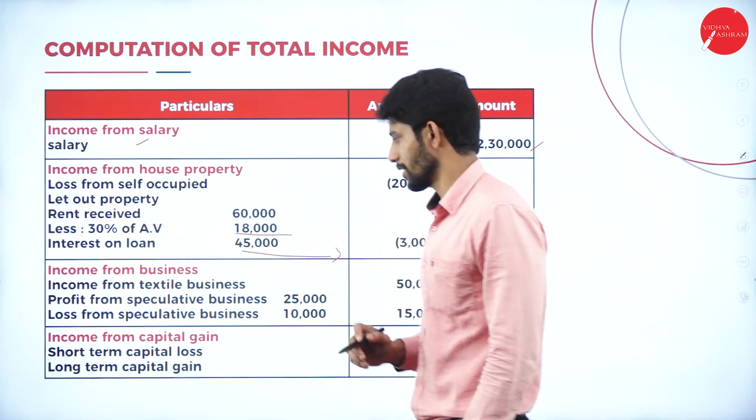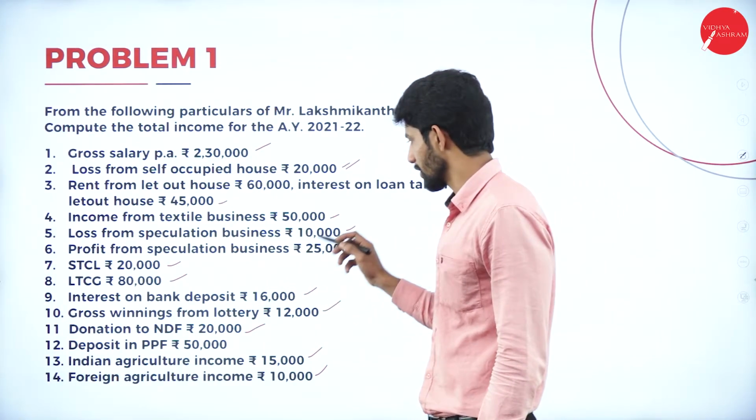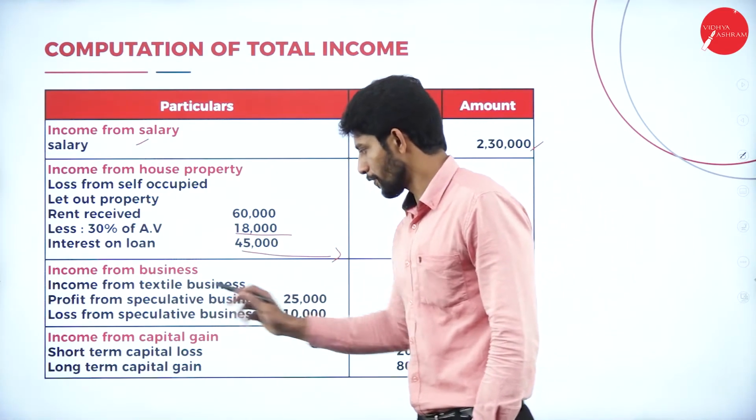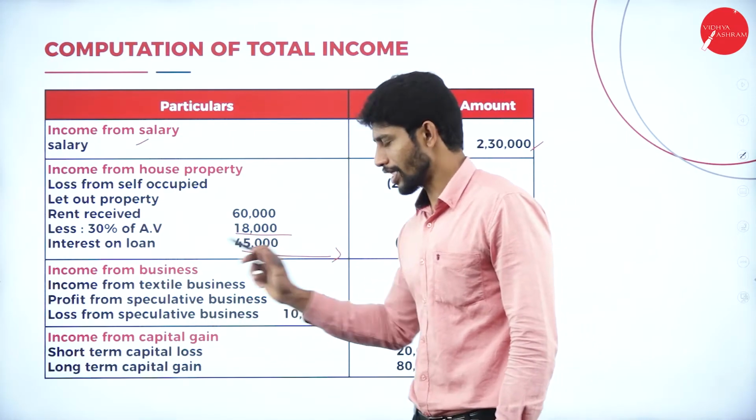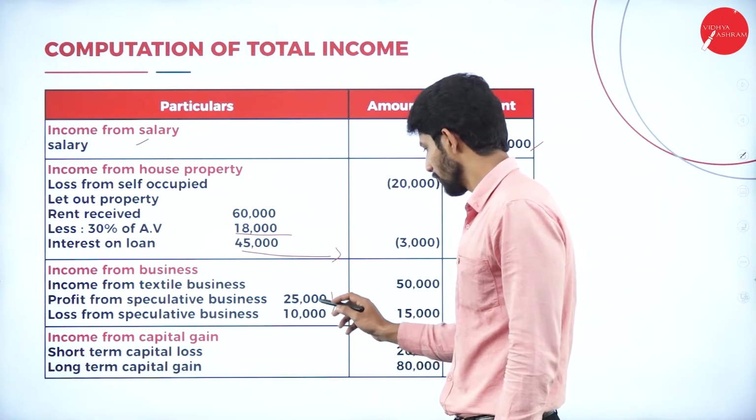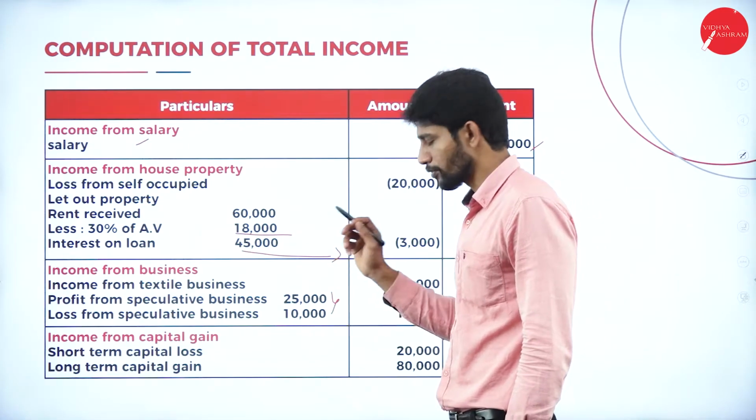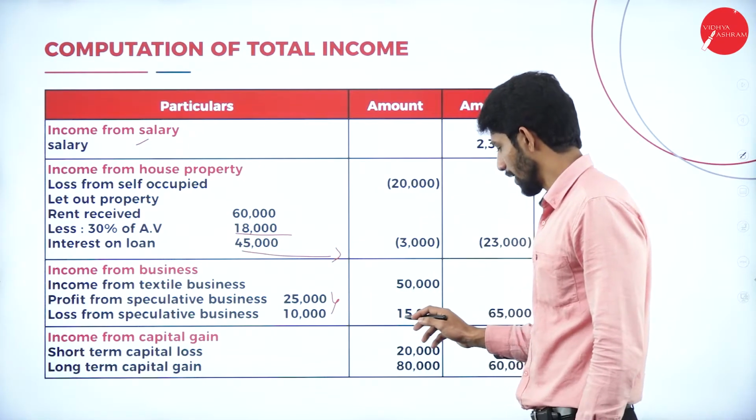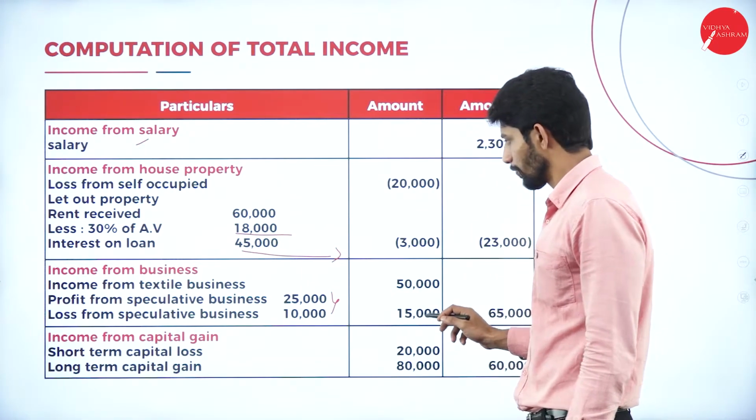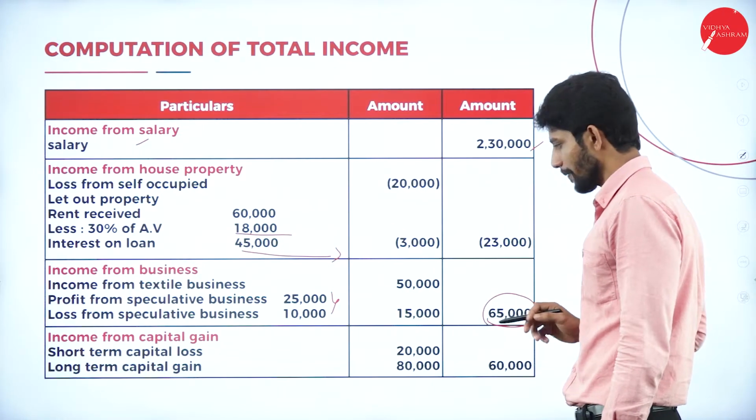Next, income from business. Yes, income from textile business. What is the amount we have in the problem? Income from textile business 50,000. So income from textile business 50,000. Profit from speculation business 25,000. Loss from speculative business rupees 10,000. So what you will do? You will do set off with respect to this speculative business income. So you are setting off loss from 25,000 of profit. You will get balance of 15,000. So 50,000 income from textile business and 15,000 from speculative business. Altogether business income comes to 65,000.